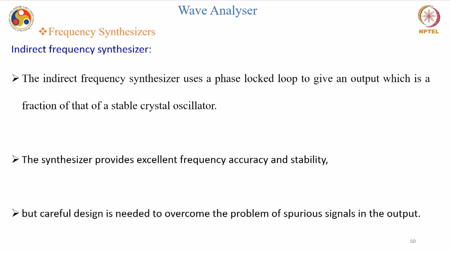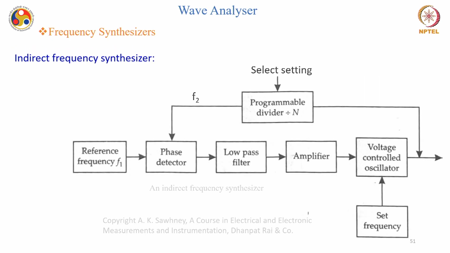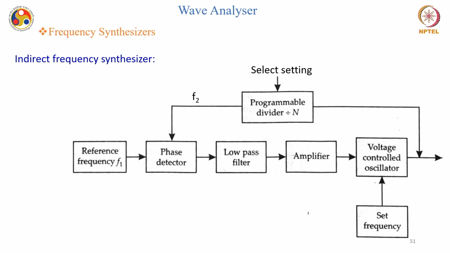An indirect frequency synthesizer uses a phase lock loop to give an output which is a fraction of that of a stable crystal oscillator. This synthesizer can provide excellent frequency accuracy and stability, but careful design is needed to overcome the problem of noise in the output.